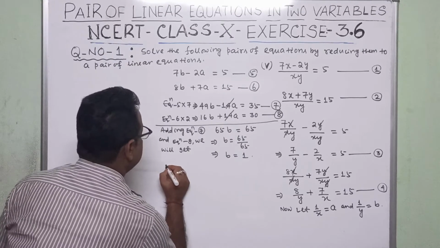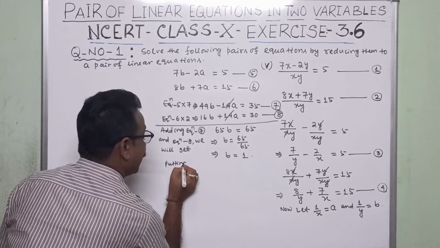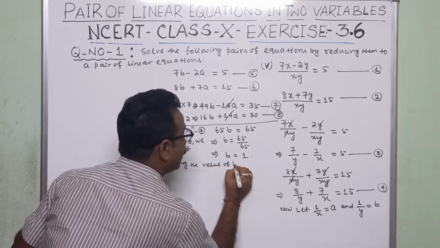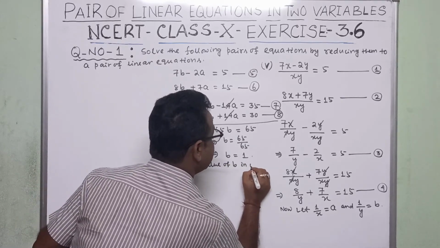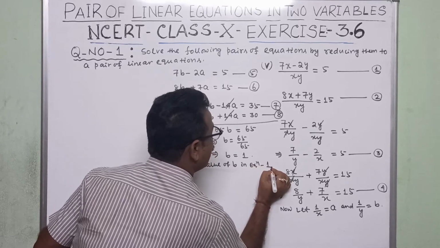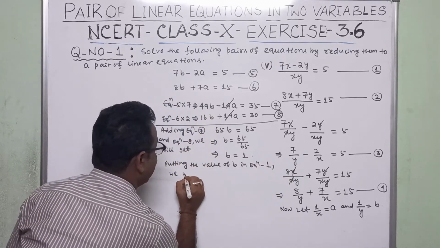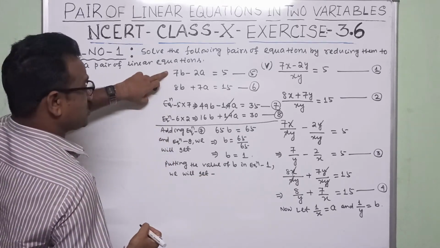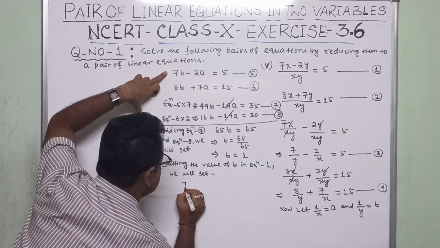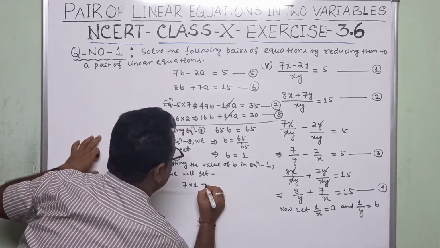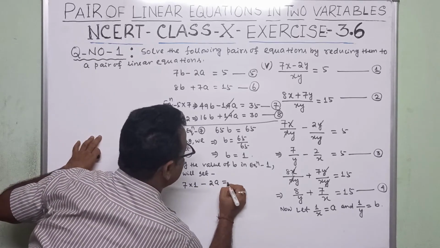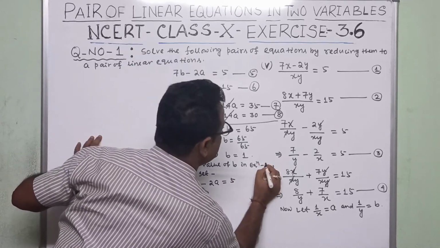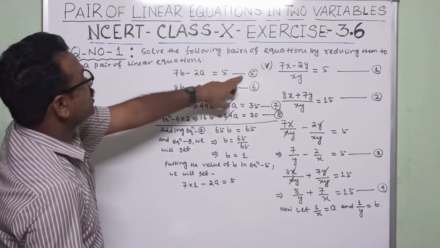Now putting the value of b in equation 1, we will get what? Putting the value of b, so 7 into 1 minus 2a is equal to 5. So this is not equation 1, but equation 5. This is equation 5.